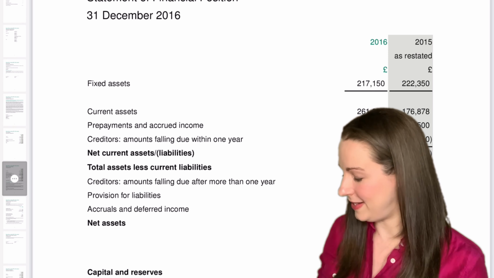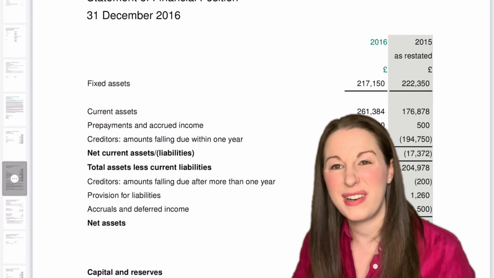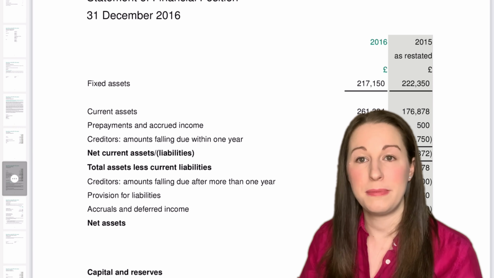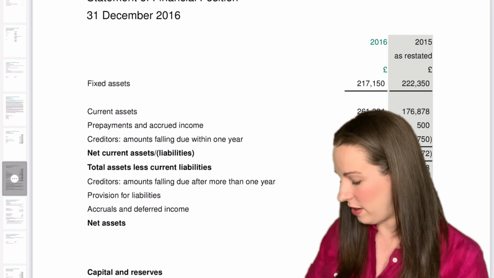So this is what we are seeing here, and again there are specific categorizations that we have to use under company law, and they are put into a specific order, as you can see on this page, to give you an idea of what they are.